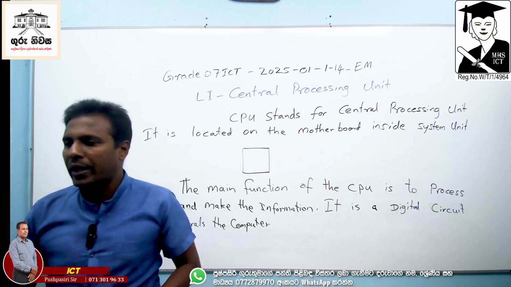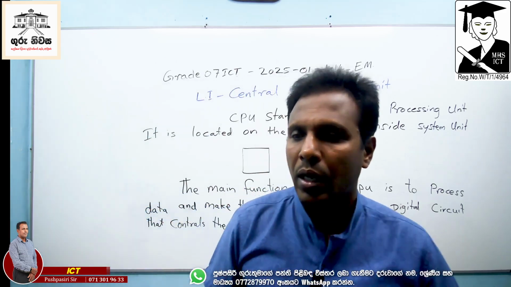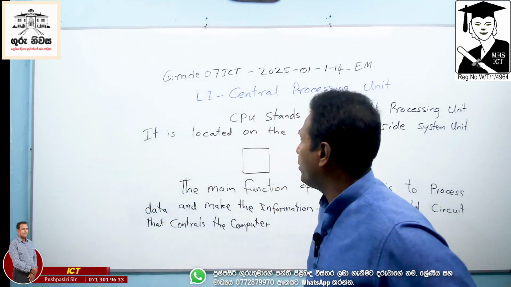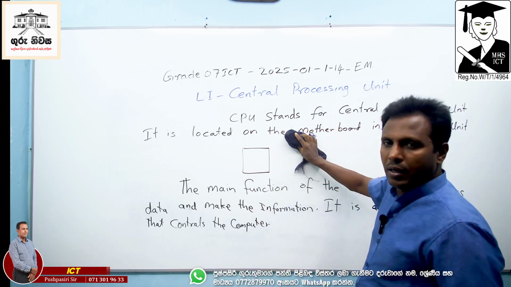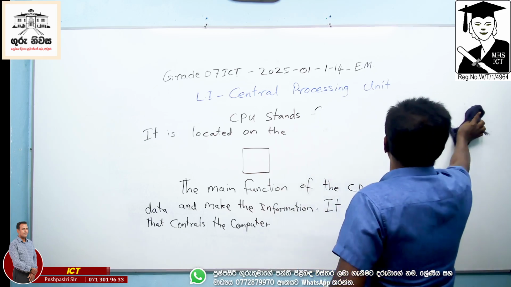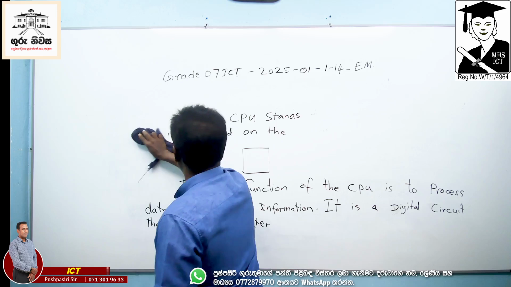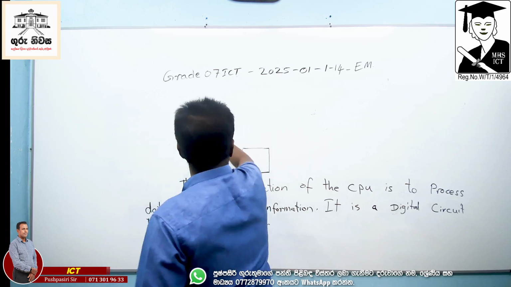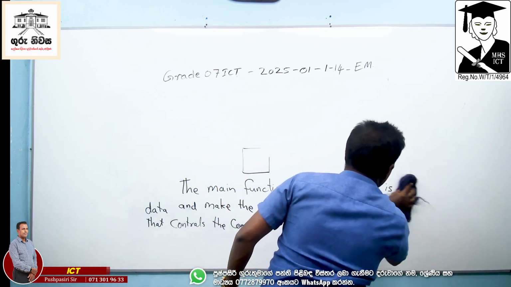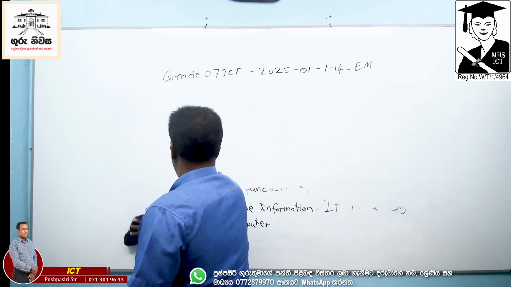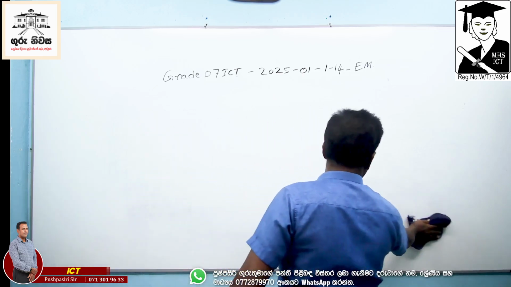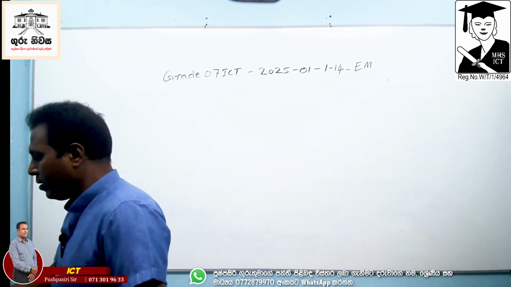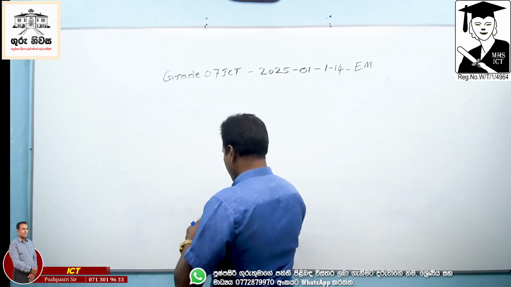Right. Shall we write down another small heading? Components of CPU. Shall I erase this one? Okay. Right. So, components of CPU.